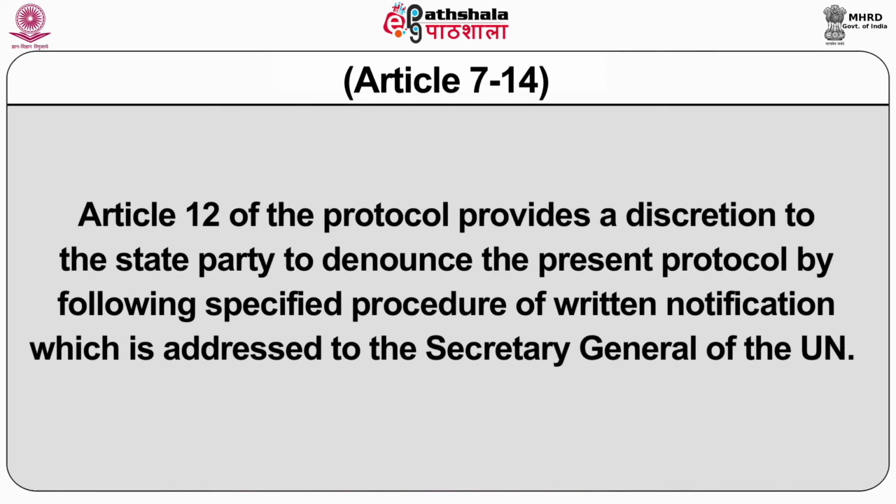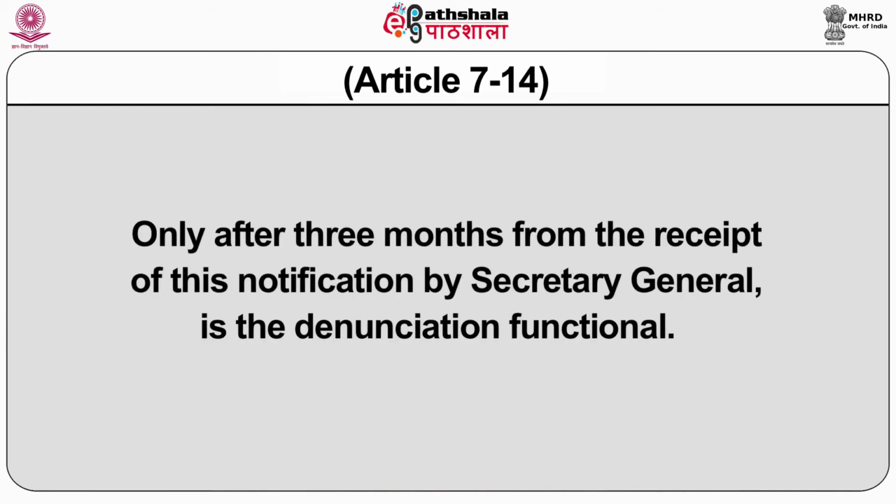Article 12 of the protocol provides a discretion to the state party to denounce the present protocol by following a specified procedure of written notification, which is addressed to the Secretary General of the United Nations. Only after 3 months from the receipt of this notification by the Secretary General is the denunciation functional.